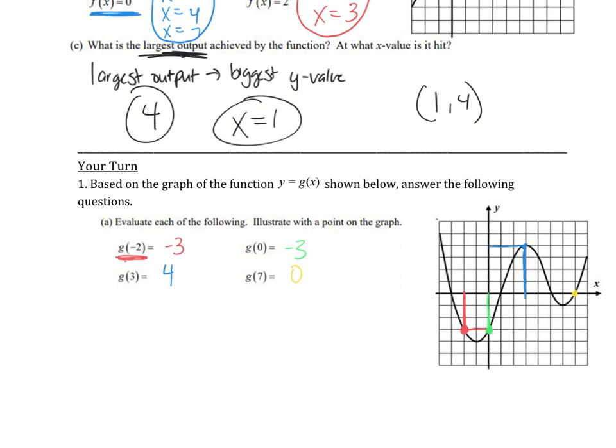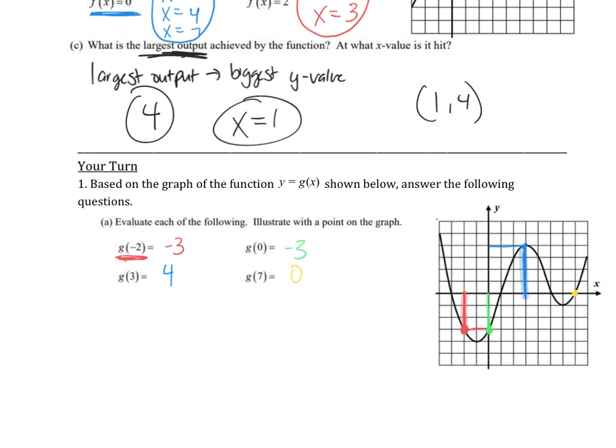All right, really quickly, let's go over these. The first one, g of negative 2. If you see on the graph right here, g of negative 2, that's when our x value is negative 2. Our y value is going to be negative 3 for that one. If we're looking at the next one, g of 3, again, I want to look for where x is equal to 3. Well, what is our y value there? That's just going to be at 4. And then g of 0 is at negative 3, and then g of 7 is at 0.